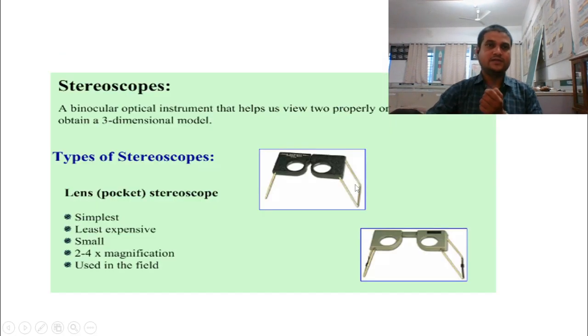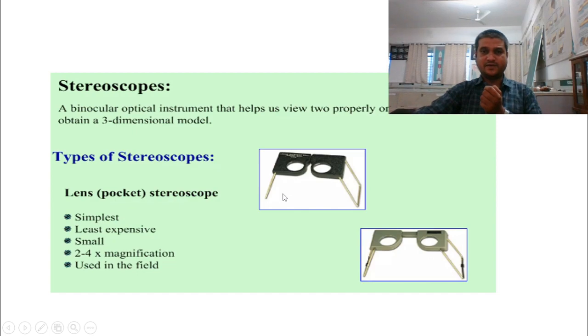This is the stereoscope. It is a simple binocular optical instrument that helps us to view properly oriented photos to obtain a 3D model, that is, three-dimensional views. You can see here the position of the stereoscope.